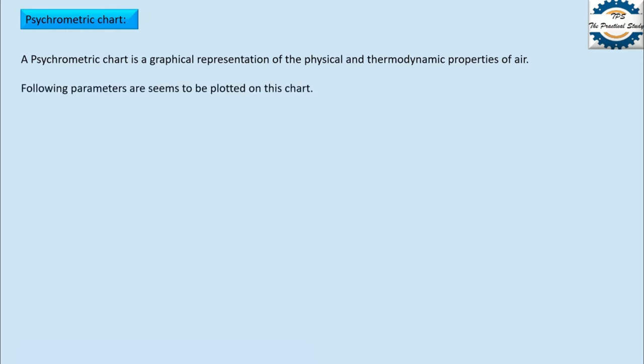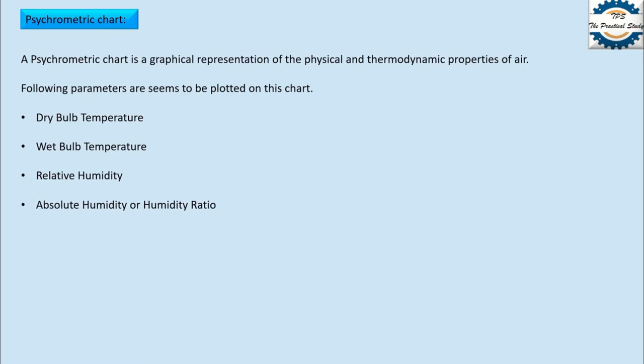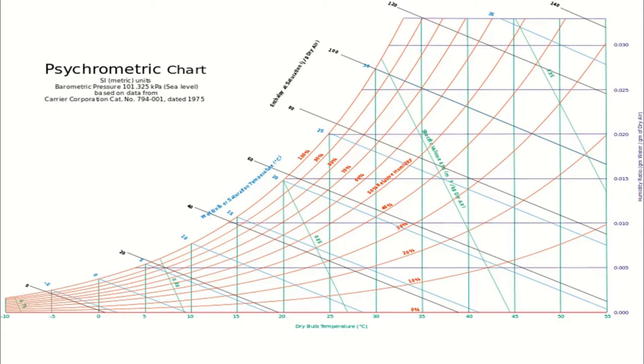The following parameters are plotted on this chart. Number 1, dry bulb temperature, wet bulb temperature, relative humidity, absolute humidity or humidity ratio, dew point temperature, specific volume, enthalpy. We will learn all these parameters one by one and plot them on the psychrometric chart. This is the psychrometric chart and I am not going to discuss it right now because it seems to be very complex.